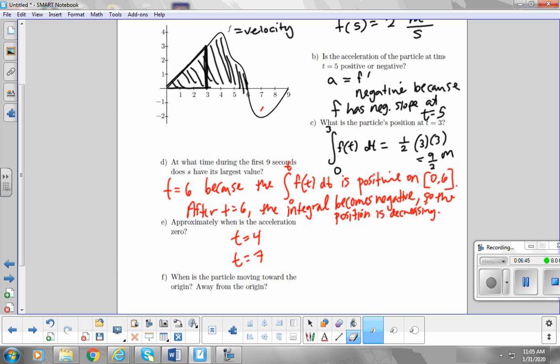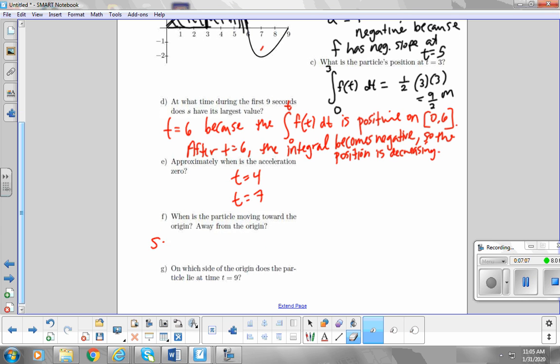Okay, where's the particle starting in the beginning? 0. How do you know it's starting at the origin? Because the integral is from 0. That's the graph of a velocity function. It's not a position function. How do you know? Because the integral is from 0 to t. So the integral tells you the position. So at time 0, 0 to 0, you would get 0.